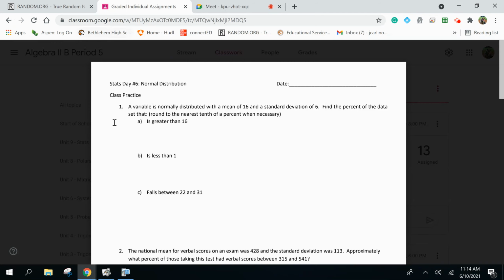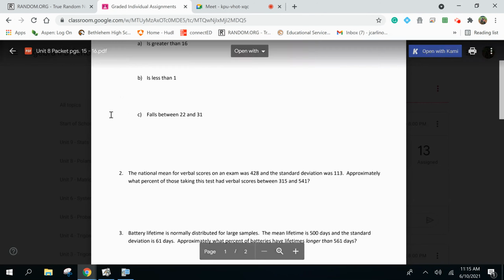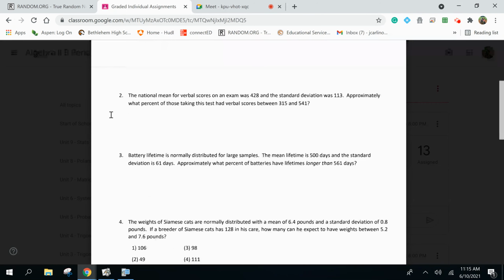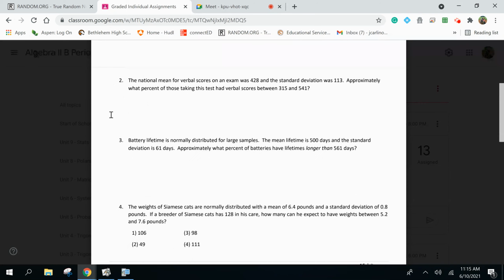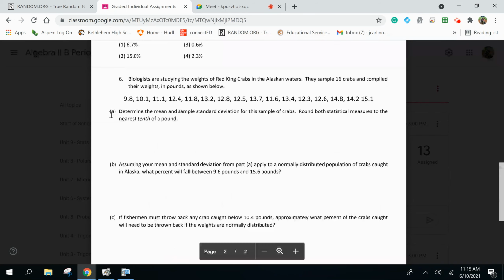Please let me know, guys, if you have any issues, because this is easy stuff. It's all on the calculator. The hardest part is what's the lower and what's the upper. And then just a warning, when you get to number 6, you're going to have to put stuff into a list to find your mean and your sample standard deviation. So if you forget where to find that on number 6, let me know. Here we go.